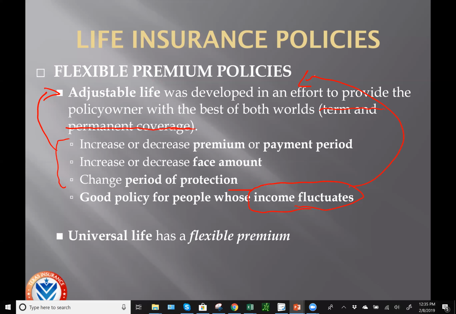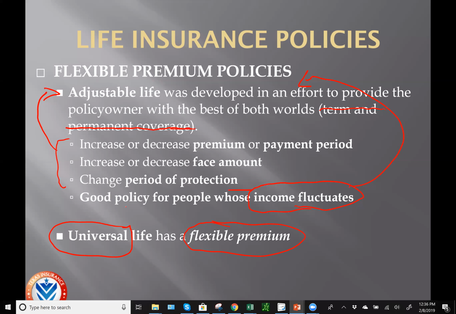Next, we have a universal life policy. A universal life policy, once again, permanent policy, builds cash value, matures at age 100, and it takes 3 years to build cash value. Now, the first thing you need to know about universal life is a universal life policy is going to have a flexible premium. Now, you would know that a permanent policy had a flexible premium if you see the word universal in it.